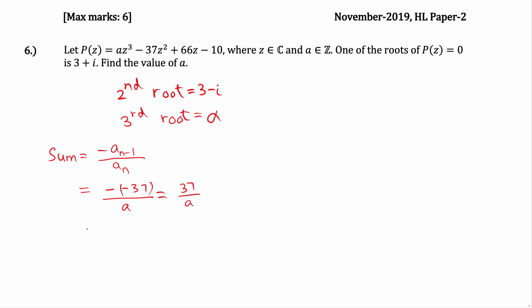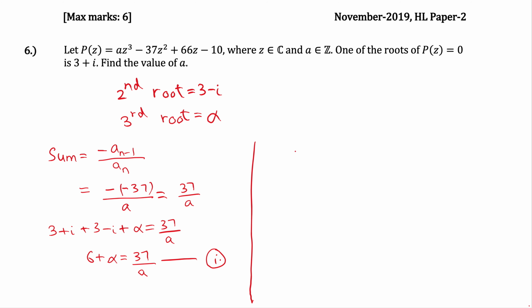So what I can do is add up all of the 3 roots. So 3 plus i plus 3 minus i plus alpha, and this sum will equal 37 upon a. So the positive and negative i will cancel. So we're left with 6 plus alpha is equal to 37 upon a. And this is the first equation that we've derived.